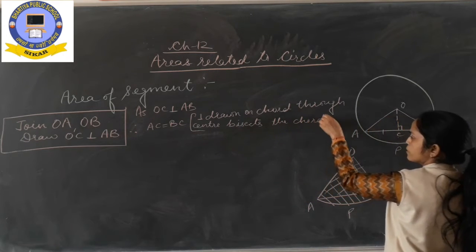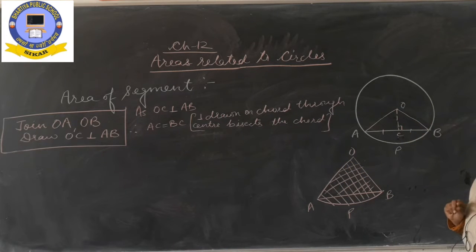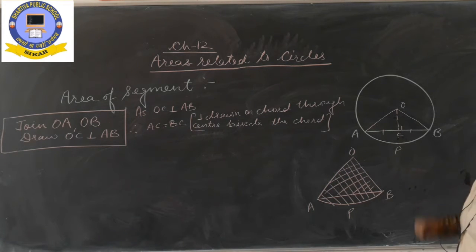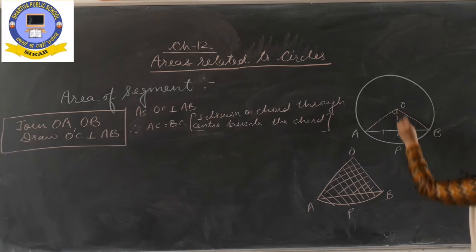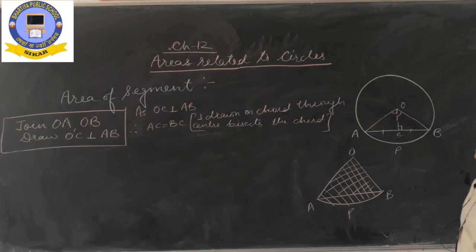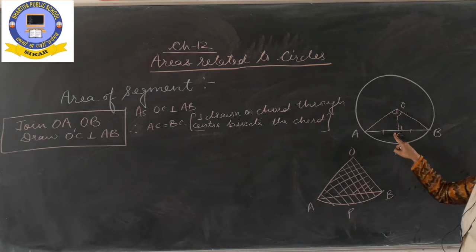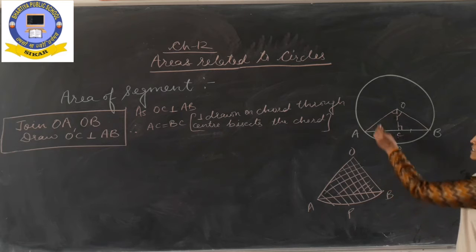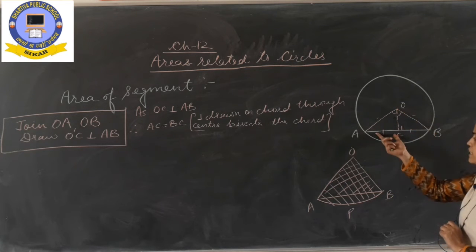If a perpendicular is drawn through the center on a chord, then the chord will be bisected. Except this, one more thing we have: angle AOC is equal to angle BOC. These two angles are also equal. How can you prove it? As we know, triangle AOC will be congruent to triangle BOC. We can prove both the triangles congruent, as AO equals BO, OC is common and AC equals BC.